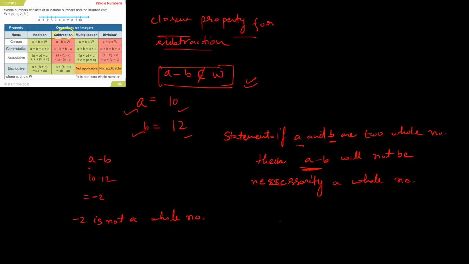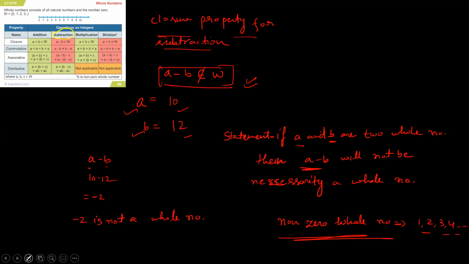Non-zero whole numbers. Ali is asking what is a non-zero whole number. So non-zero whole number means all the whole numbers which are not zero, for example 1, 2, 3, 4 and so on. All these natural numbers are non-zero whole numbers. Okay, is it okay? So what kind of question may be asked from this portion?